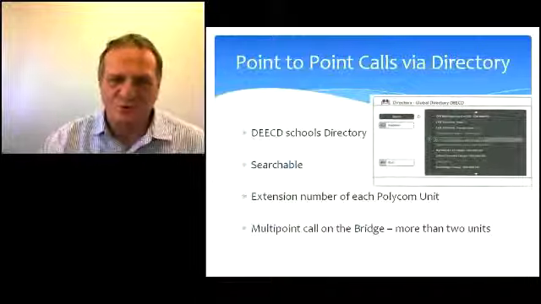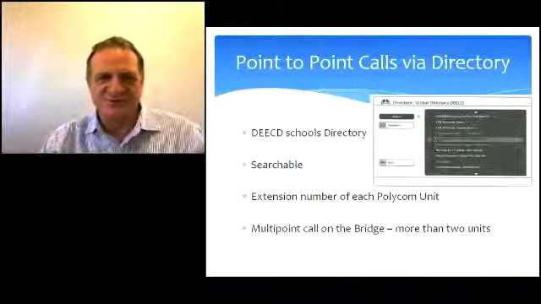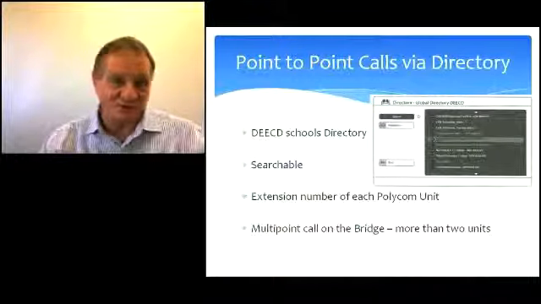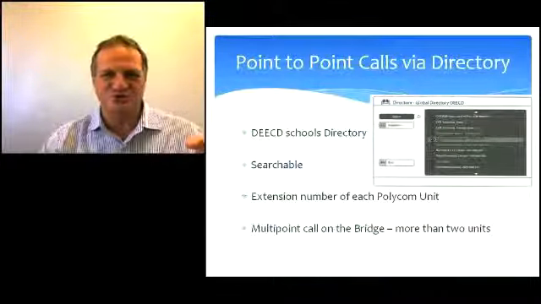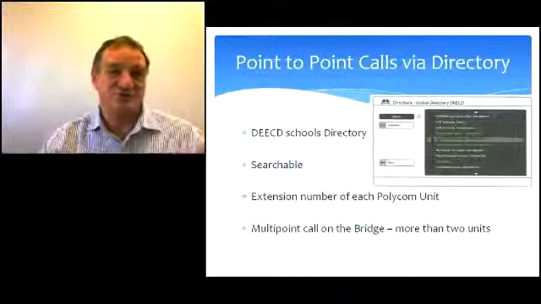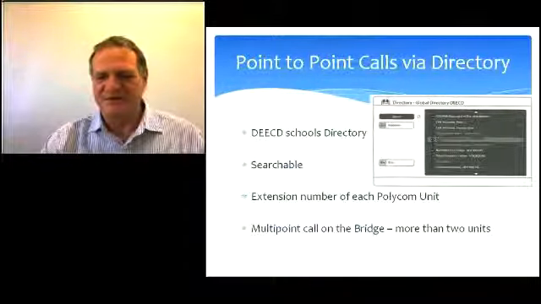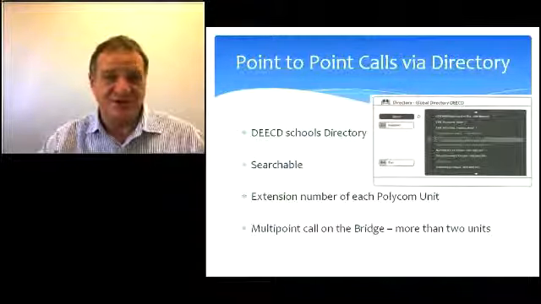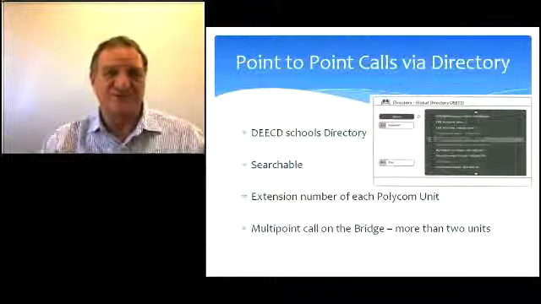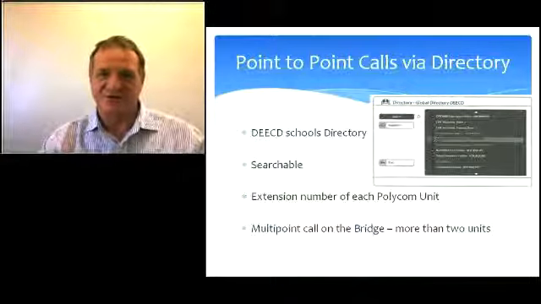You can make what we call a point call direct to another school. You go into the directory, into the DEECD schools directory, and you can either scroll through to find the school or use the search window and search for the school. When you find it, press call and you will make the call to that school. Each unit has its own extension number, and if you know that extension number, you can dial that direct in the place a call window back on the home screen. You can get to the home screen at any time off your Polycom remote by pressing the home button.